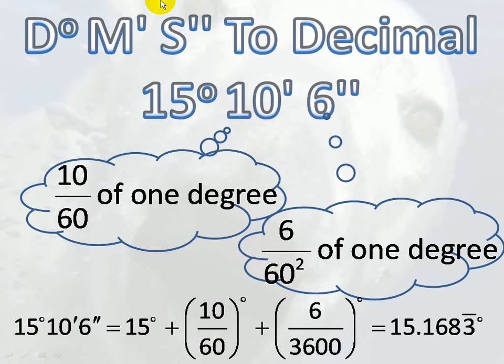Okay. So here's what we have. 15 degrees, 10 minutes, and 6 seconds can be written this way. 15 degrees plus 10/60ths of a degree plus 6 over 3,600th of a degree. And if you work that out, you get 15.1683 bar degrees. So converting from degrees, minutes, and seconds to decimals is very simple.